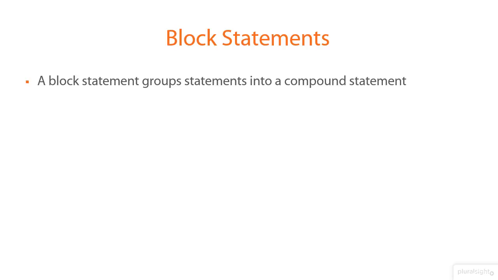A block statement groups individual statements into a compound statement. So if we have a series of statements that we want to group together, what we can do is wrap them in an opening bracket and a closing bracket. And that now makes them a compound statement and enables them to be treated as a single statement. So we look at this in code.